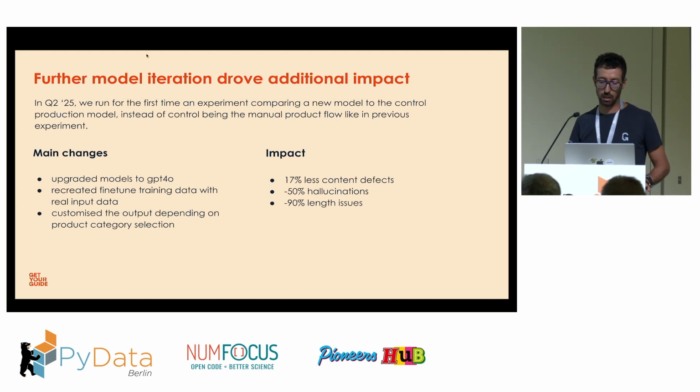This had an impact on quality in general, measured manually by our content team, but with more tangible metrics, we saw 17% less content defects. We reduced hallucination by 50%, and we almost removed all length issues, with an impact of minus 90%.